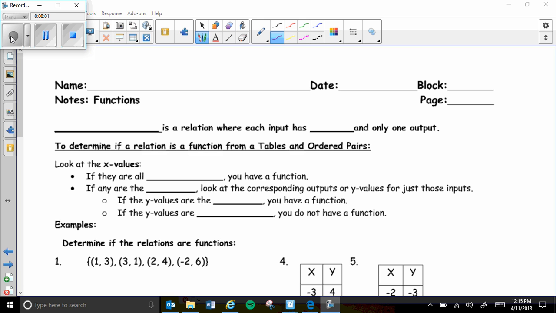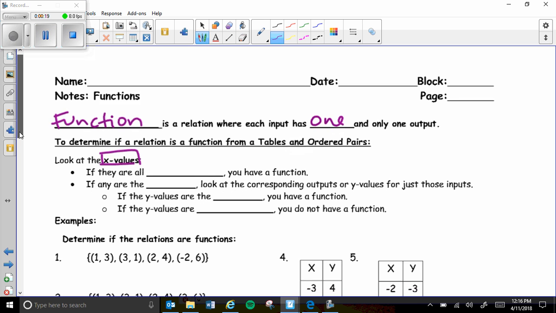Next topic in Unit 4 is working with functions. So a function is a relation where each input has one and only one output. So what that means is each x has exactly one y. To determine if a relation is a function from tables and ordered pairs, we always look at the x values. That's where we always start.